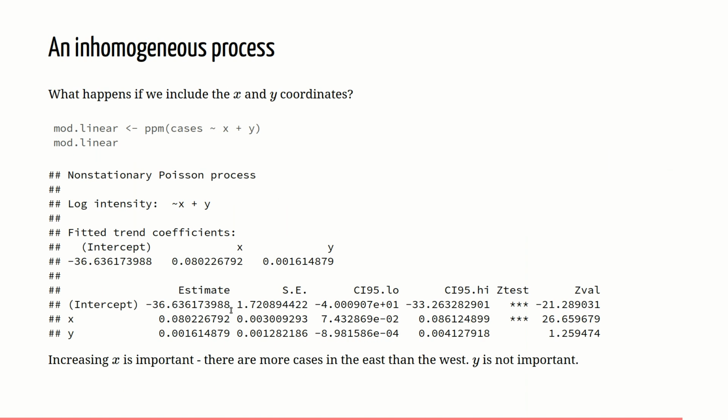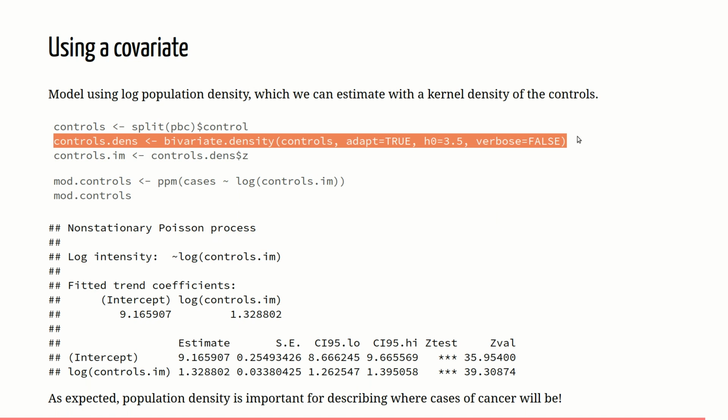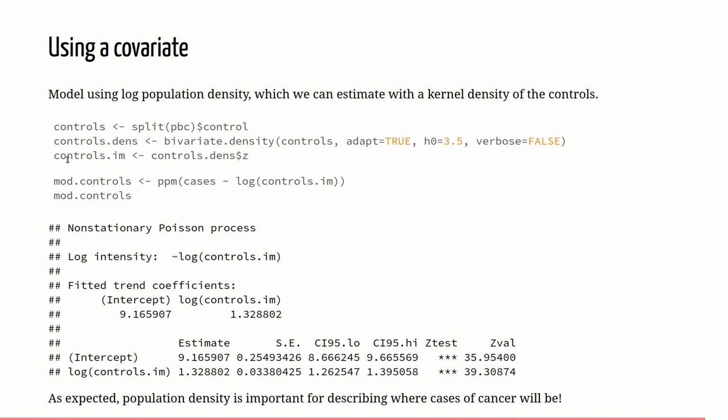Perhaps a smarter thing to do would be instead of just putting x and y in, we could actually put in some covariate information. So in this case, the only covariate we have is where people are, okay? But we could use that, right? And so here we're pulling out the control data. We're fitting our bivariate density to it, so we're fitting an adaptive kernel density estimate. We're manipulating it so that it's a pixel image. And then we're putting the log of that pixel image into the formula for ppm, formula for cases.